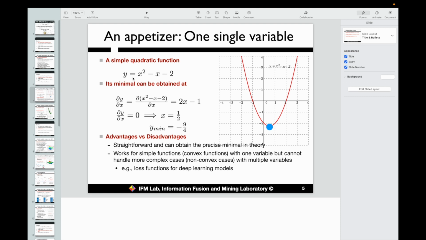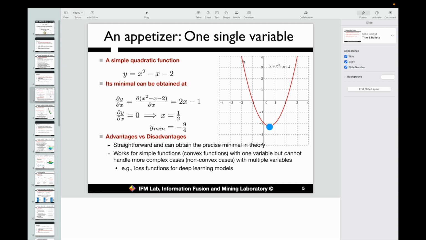If we draw this function with some tools, we can show the curve of this function on the right-hand side. Because this function is quadratic, we know it will have one single minimum, which can be obtained at one single point. So according to this curve, we find that this function achieves the minimum at x equals 1/2. And as to the function value, when x equals 1/2, the function value equals negative 9/4. So this is based on our prior knowledge.